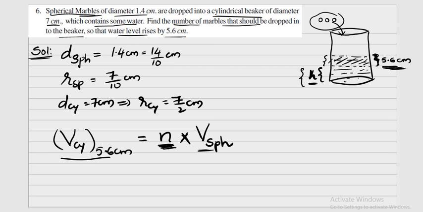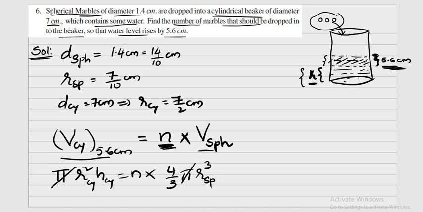So from this directly what is the formula? Volume of cylinder, pi r square h, is equal to n into volume of sphere, which is 4/3 pi r cube. Here this is the height of cylinder, this is the radius of cylinder, and this is the radius of sphere. Now on both sides I can cancel out pi and pi. Now substituting the values, what is the radius of cylinder? The radius of cylinder is 7/2. So this gives me 7/2 into 7/2. And what is the height of cylinder? This height of cylinder is nothing but this 5.6, because that is nothing but the rise, right?